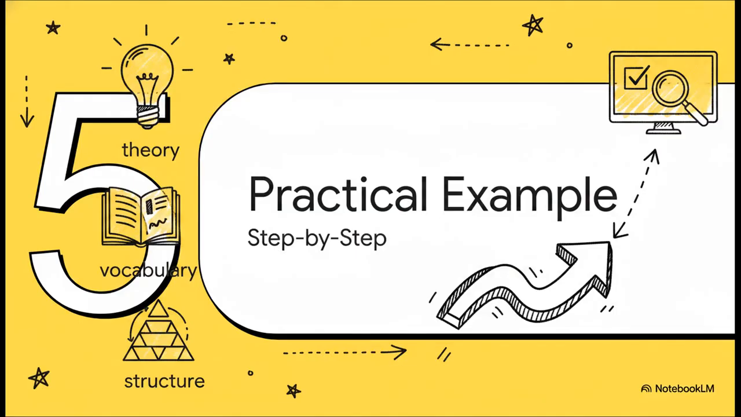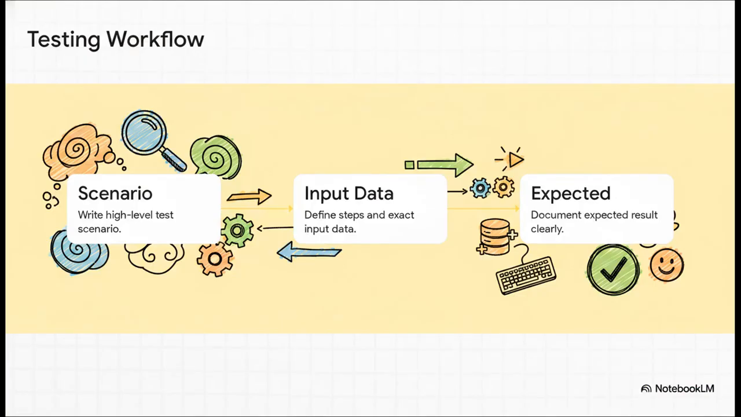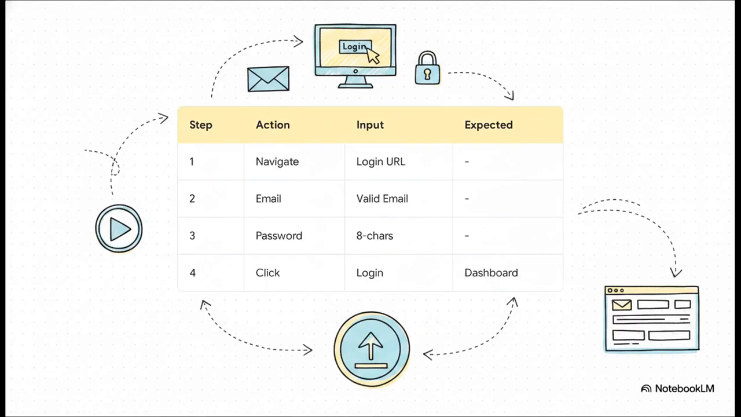Let's tie all of this theory together with Section 5, a step-by-step practical example. Here is what your actual, real-world workflow looks like. Step 1, you write the overarching test scenario. Step 2, you define your chronological steps and your exact input data. Step 3, you clearly document the expected result. We are going to build this right now for a simple login attempt. And bam, here is the final product. It's a perfect test case matrix.